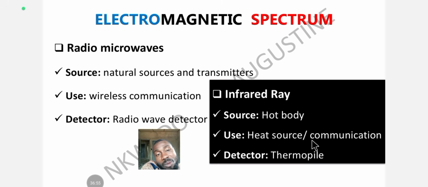Remember that time when Bluetooth had not come out, infrared was what we used to send files. So infrared is used for communication. It's used in phone calls too. And what is the detector of infrared? It is detected with a device called a thermopile.